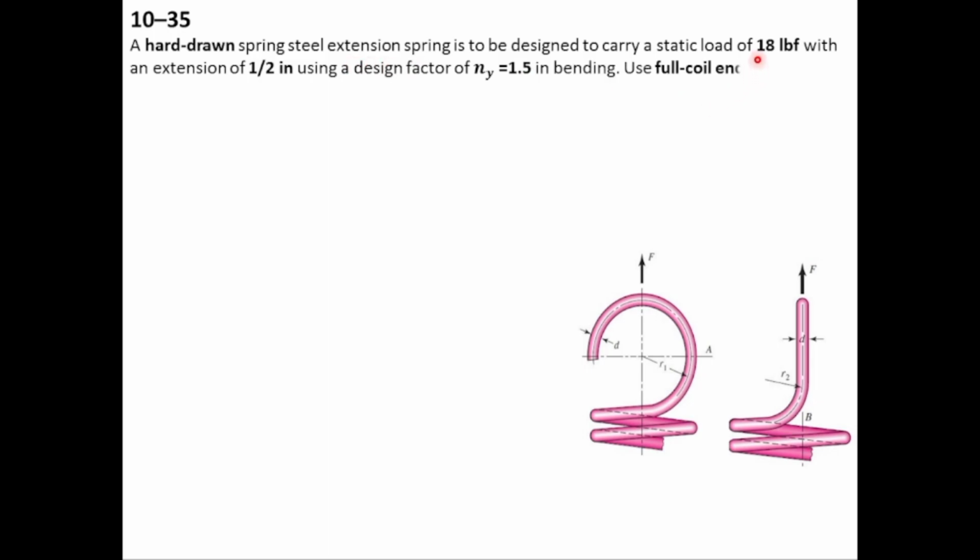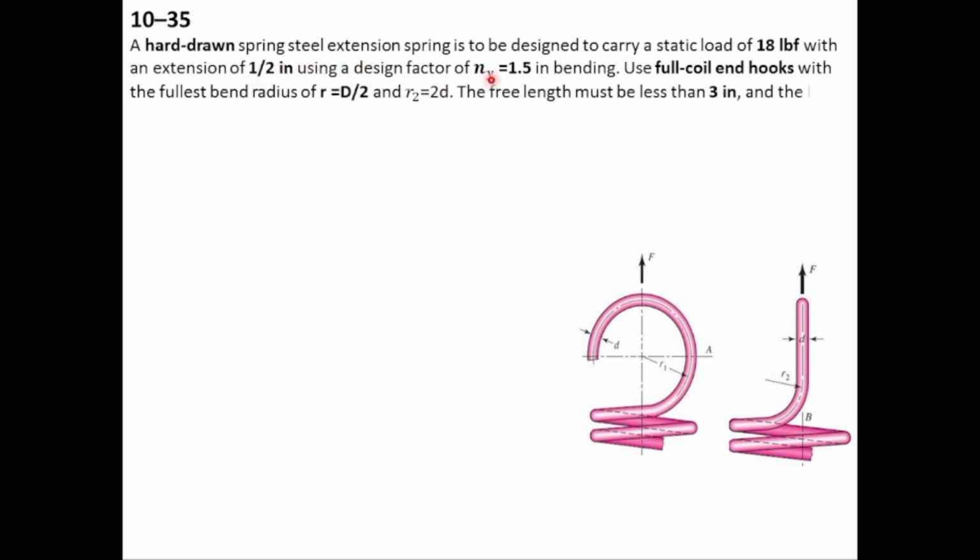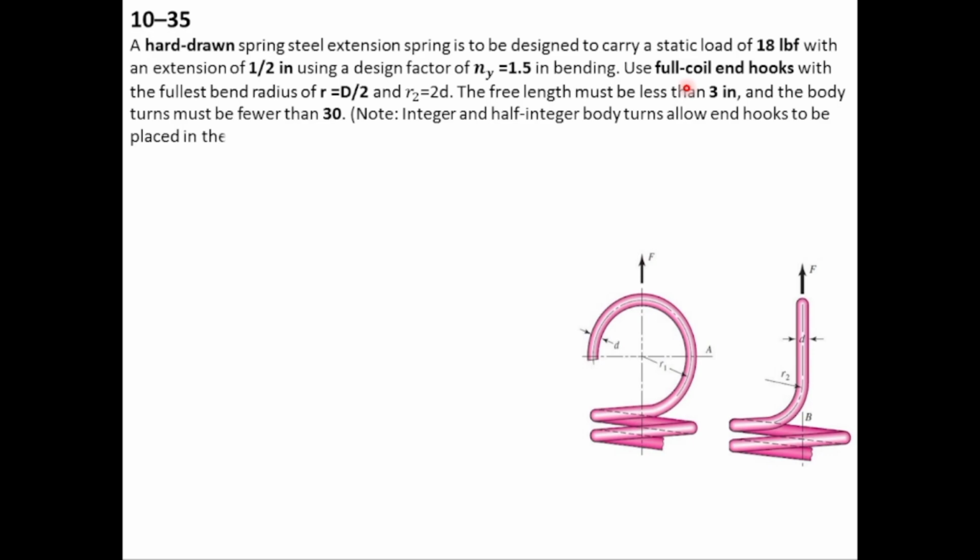a static load of 18 lbf, and because of that load it will extend by an amount of 0.5 inches, and the factor of safety for the hook under bending will be 1.5. Hooks are full coiled and the number of turns in the body should be less than 30. Integral and half integral body turns should be manufactured if and only if it is very necessary. Otherwise it should be avoided because it will increase the cost of the spring.